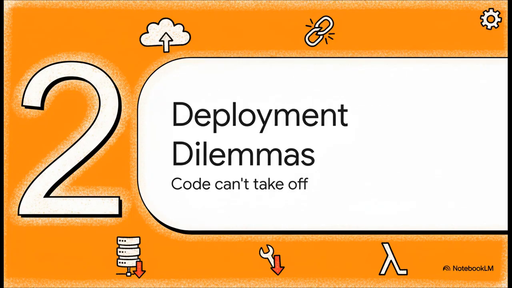All right, next up, deployment dilemmas. This is that moment where you've written your code, you've zipped it up, you go to upload it, and Lambda is just like, nope, not today. These are the errors that stop you before you even get out of the gate.